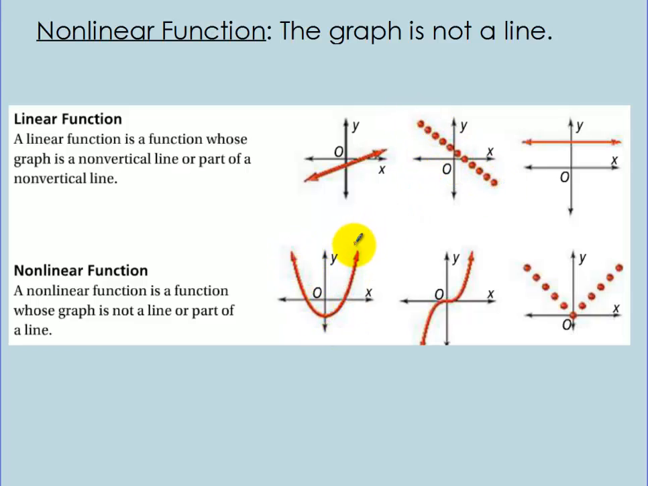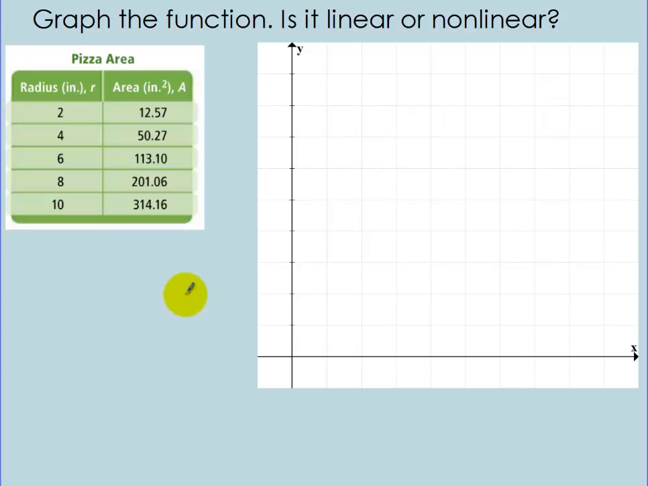This is a parabola shape. This is the graph of a cubed function. And this forms a v. It's an absolute value function. So these aren't lines. So let's do this. We're going to graph this function, and you're going to tell me if it's linear or not linear.